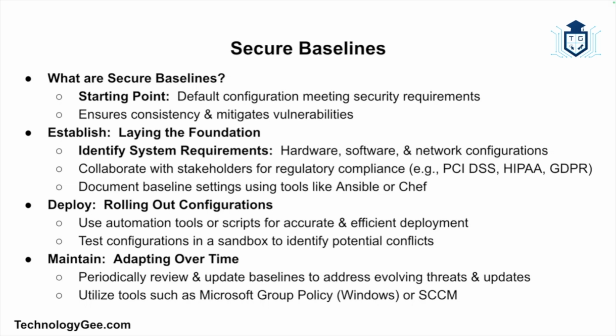First thing we want to do is establish it. You want to start by establishing system requirements, including hardware, software, and network configurations. You want to collaborate with stakeholders to ensure compliance with regulatory requirements such as PCI DSS, HIPAA, or GDPR, and you want to use configuration management tools like Ansible or Chef to document your baseline settings.